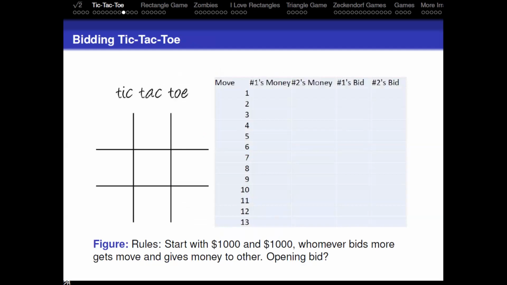Another one is bidding tic-tac-toe. We each start off with a certain amount of money, and we bid for moves. And whoever bids the most gets the move. Then, a natural question is, how much should you bid for the opening move? Is there an advantage in tic-tac-toe to going first?